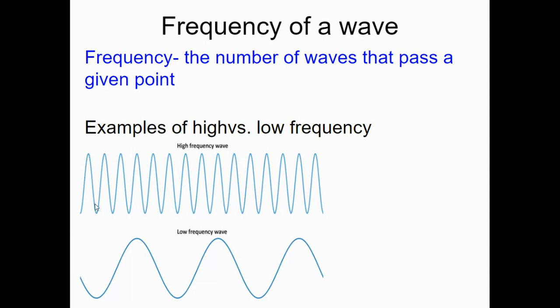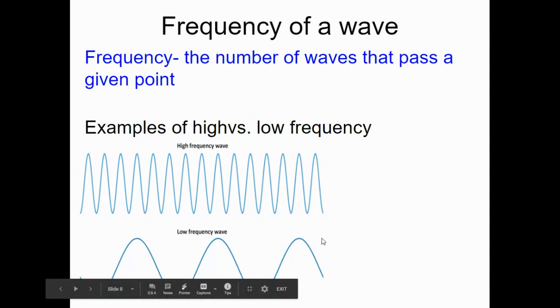This first wave is an example of a high frequency wave. More of these waves are going to pass a given point than of the low frequency wave that are more spread apart.